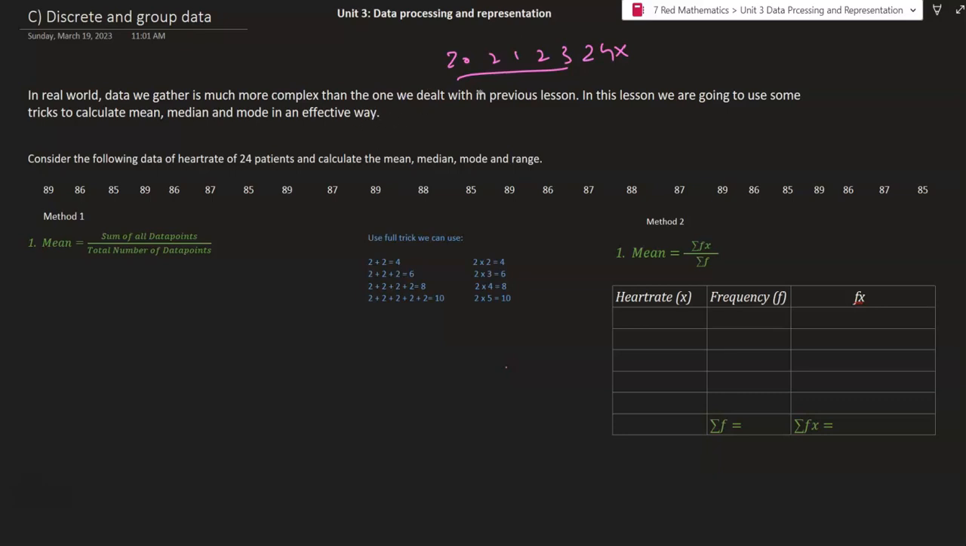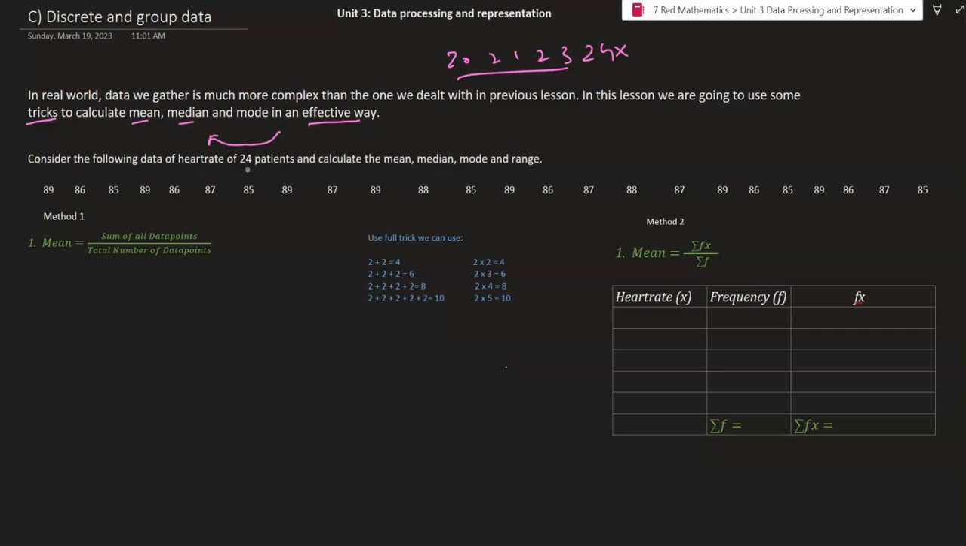with the normal simple formulas that we use. So for complex data, what we do is we use tricks, and we're going to learn about one such trick in this lesson to calculate mean, median and mode. So we will be calculating mean, median and mode in an effective way. This is the purpose of this lesson: to calculate it in an effective way and to deal with complex data.